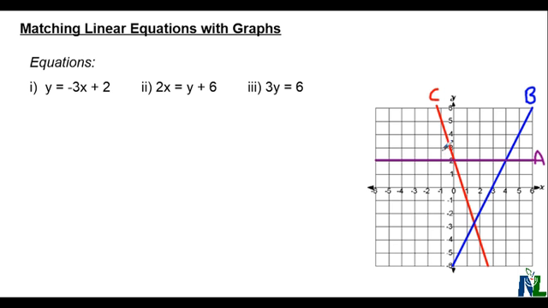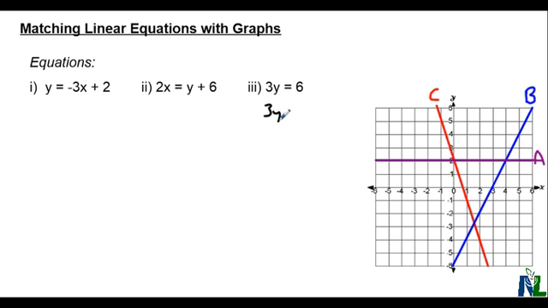What this tells us is that the matching equation can only have one variable, and it must be a y variable. So equations 1 and 2 both have x and y variables present. Equation 3 only has a y variable, so that must be the one that matches up with line A. But we also need to show and prove that that's the case.